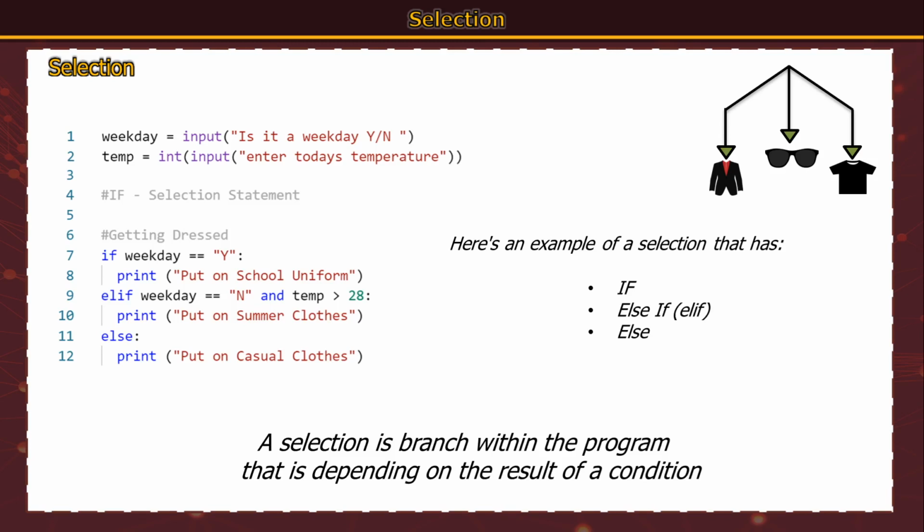I have added the need to enter a temperature on line 2. So then now when you look at line 9, if it's not a weekday and the temperature is greater than 28 degrees, it now advises you to put on summer clothes.